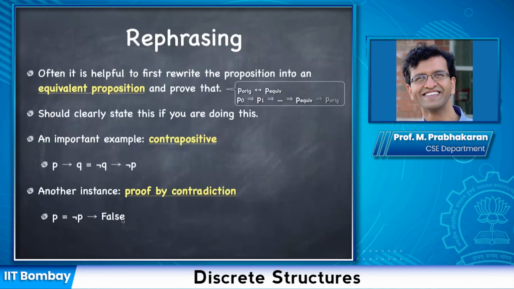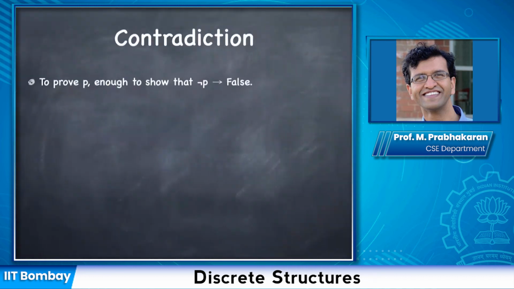So if you open up this expression in terms of or and not, not P implies false is not P or false. Something or false is just something. So you're left with not P, which is P. Okay, so these two statements are equivalent. So instead of proving P, you might as well just prove that not P implies false. Okay, but why is that interesting? Why would that make life any easier?